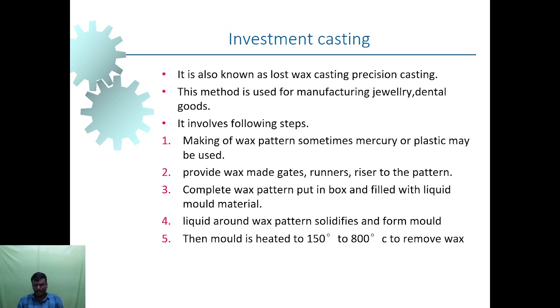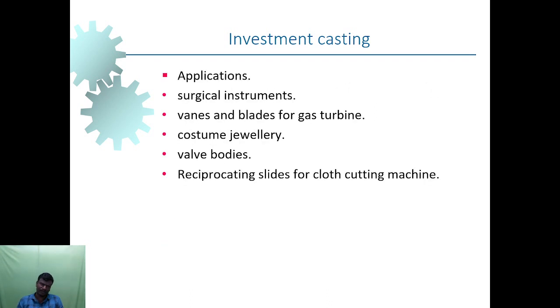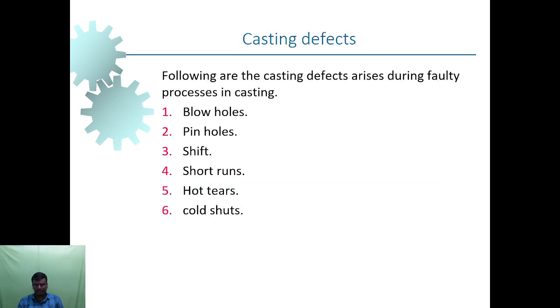The complete wax pattern is put in a box and filled with liquid mold material. The liquid around the wax pattern solidifies and forms the mold. Then the mold is heated to 150 to 800 degrees Celsius to remove the wax. Applications are surgical instruments, vanes and plates for gas turbines, costume jewelry, and cutting machine parts.